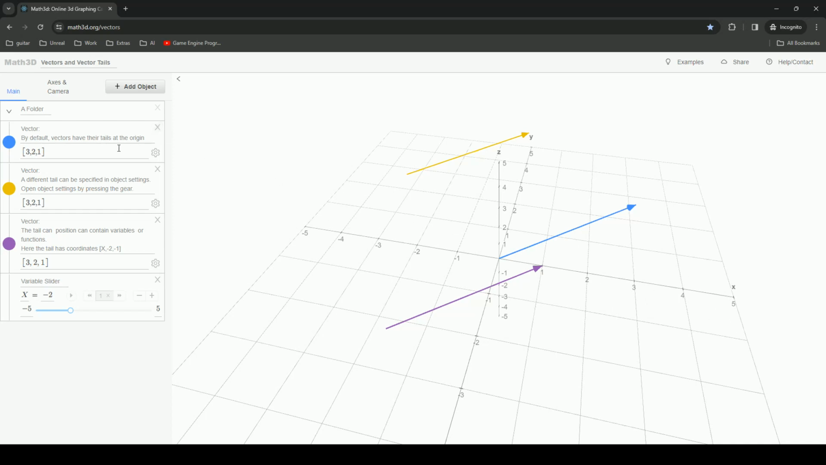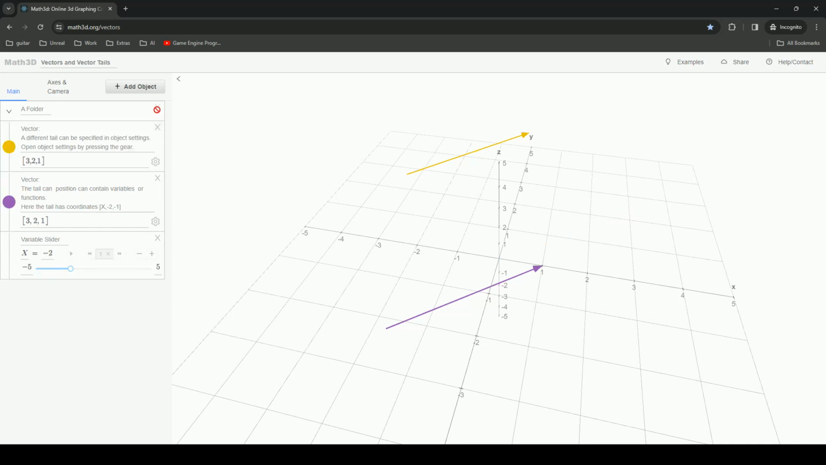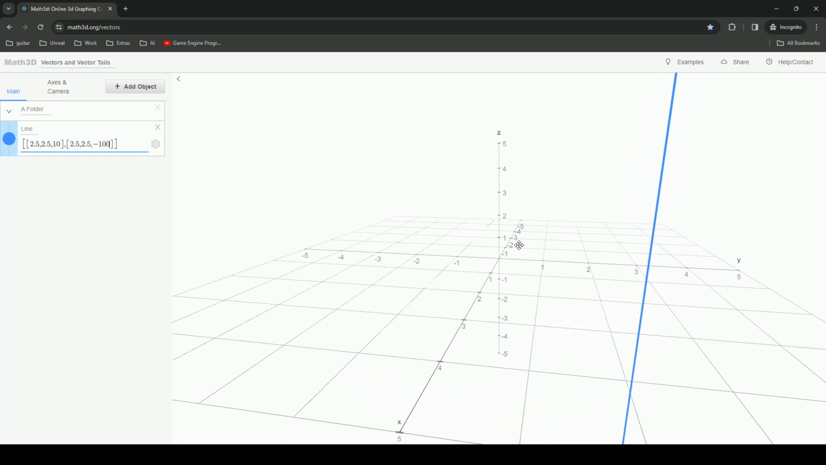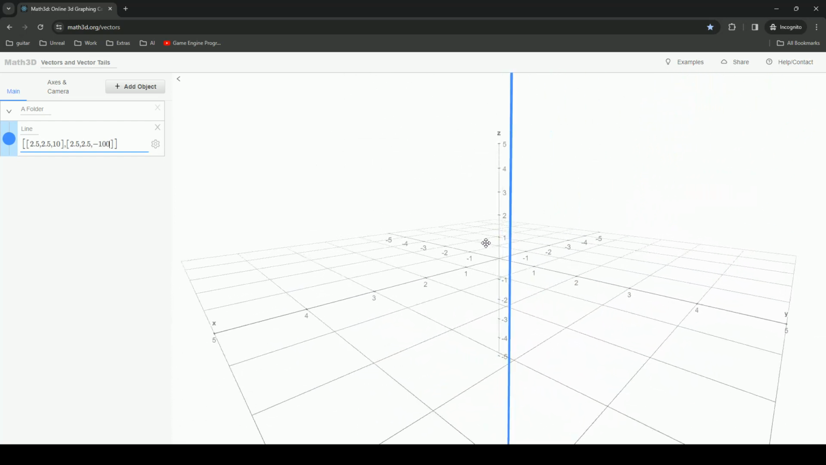So I will define a vector. I will just remove everything out, and will add one vector or line which will start from 2.5, 2.5, comma 2.5, 2.5, 2.5, and in the Z I will put 10 and minus 10. So this was our scenario, and you can easily visualize it.